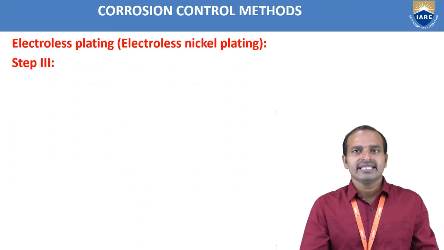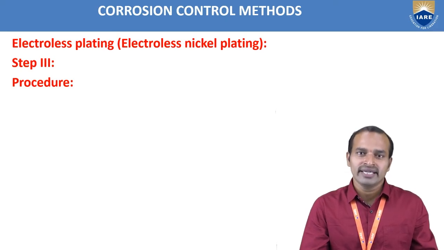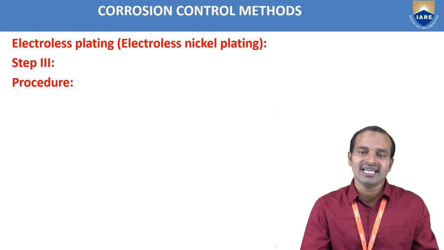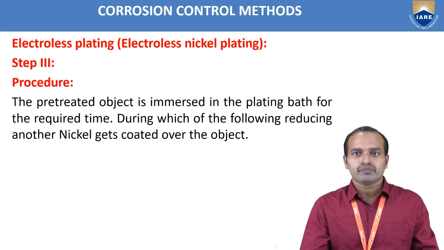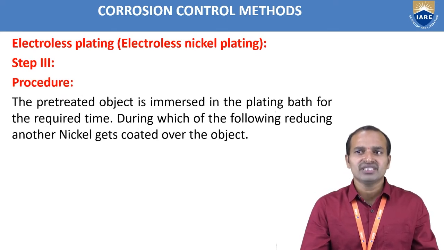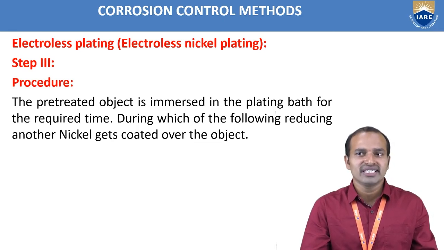Now, next, step 3: procedure. How does the electroless nickel plating take place, and how does the reducing agent lose electrons? How are the nickel Ni plus 2 ions deposited on the base metal? Let us discuss. The pretreated object, such as an iron or steel plate, is immersed in the plating bath for the required time.